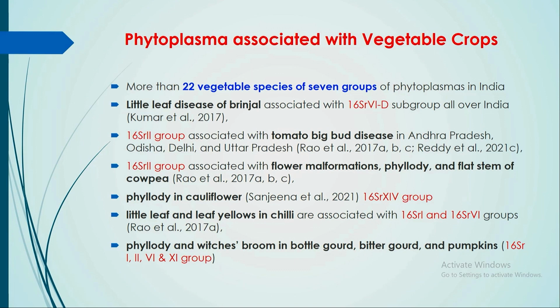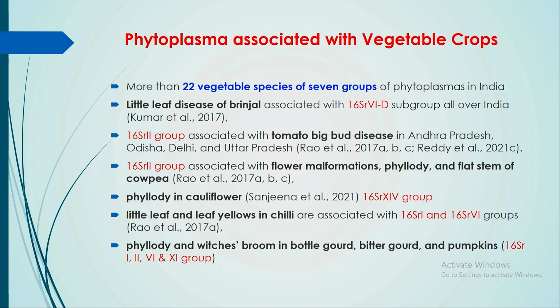subgroup, CFP trifoli. Followed by that, we reported for the first time, in 2018, tomato big bud disease in the southern part of India. But within 2 years, it is distributed everywhere, in all states, because tomato is a very, very important vegetable crop in India. We recorded incidence of tomato big bud disease, and we found association of the 16SR II-D group with tomato big bud disease in all states where tomato is being grown.